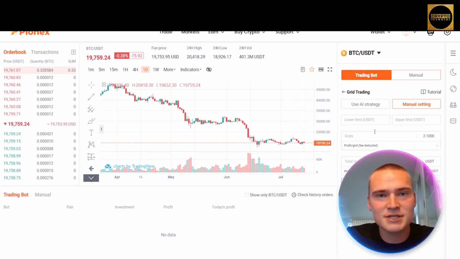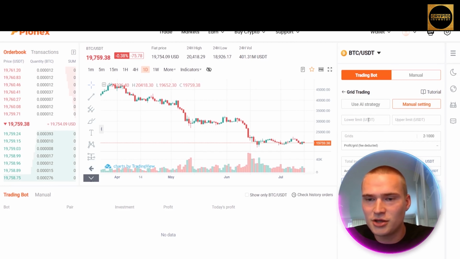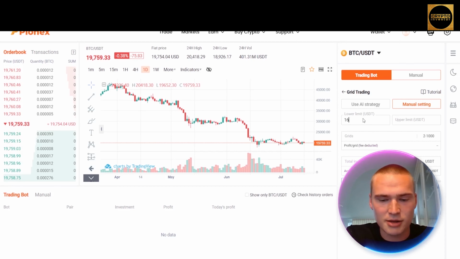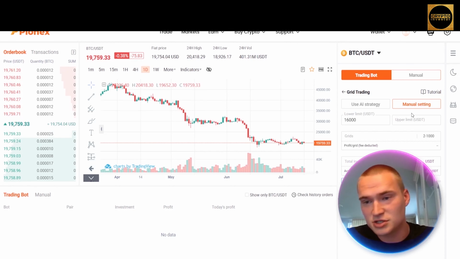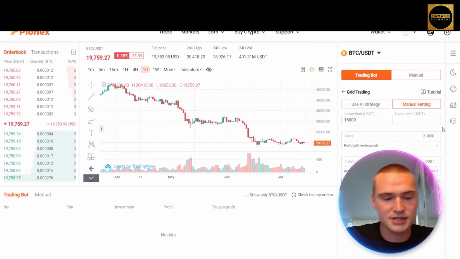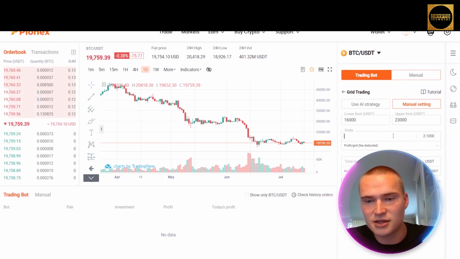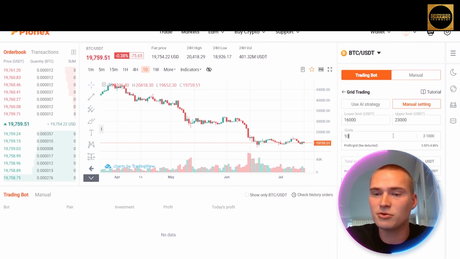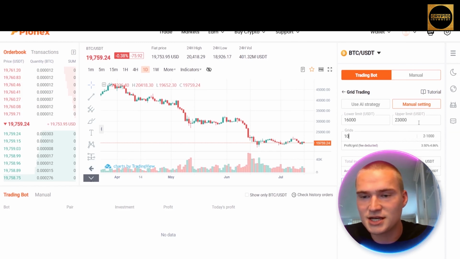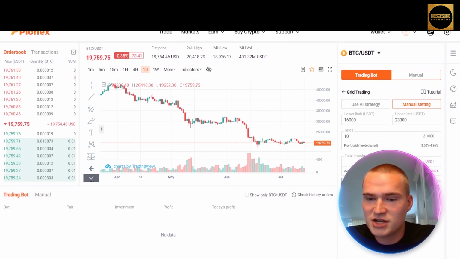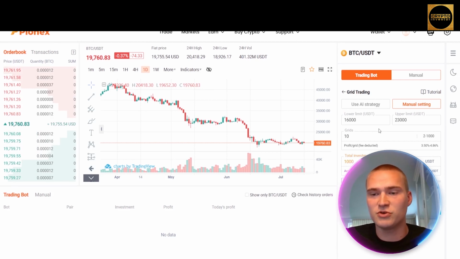And again, like we said, and like we actually saw, you can set the lower limit and the upper limit. So for example, we're right now at 19,750. Let's set the lower limit at 16,000, which is a strong support. The upper limit at, let's say, 23,000, which is a strong resistance level. Then you can set the grids. Let's just keep the example 10. So then the area between 16,000 and 23,000 will be sliced into 10 grids. And the total investment, what I would like to invest is maybe 1,000 USDT. So I would first need to add that.